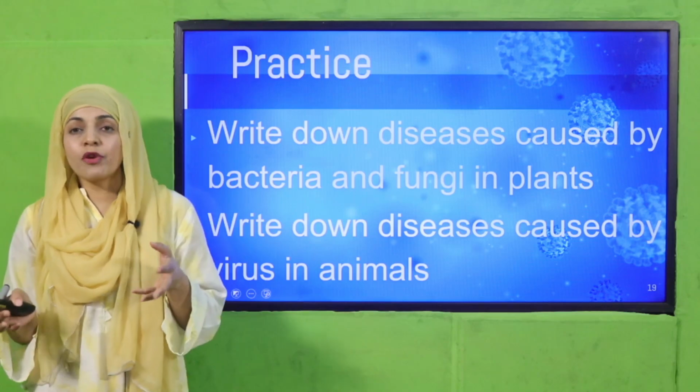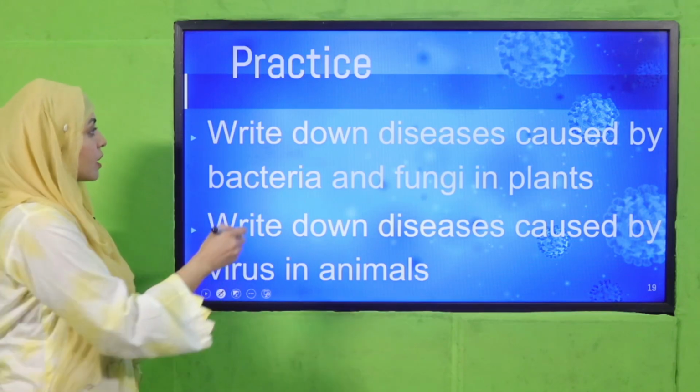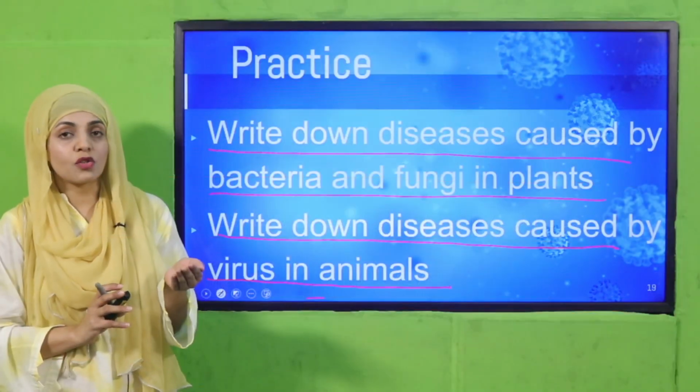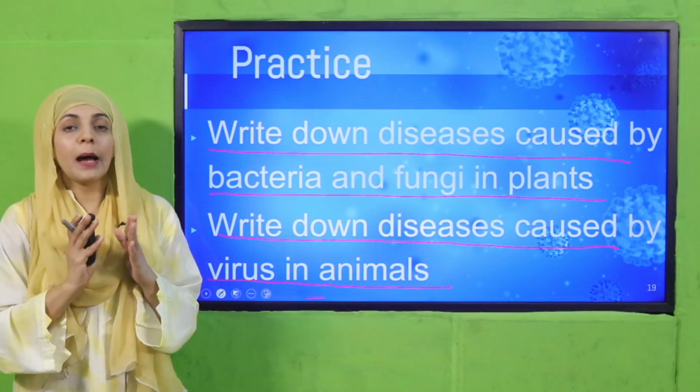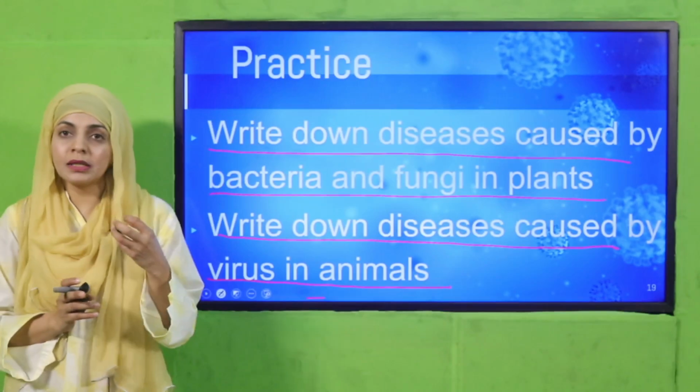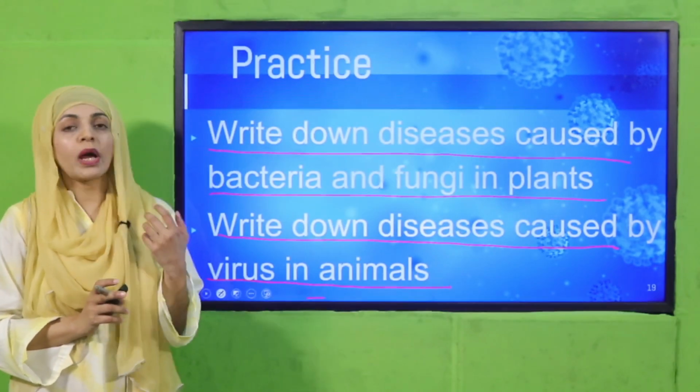So now is the time for practice. For practice, what you need to do is write down diseases caused by bacteria and fungi in plants. Write down diseases caused by virus in animals. So my dear students, you have to write in your notebook the names of the diseases that fungi and bacteria cause in plants, and the diseases that viruses cause in animals, write any one name.